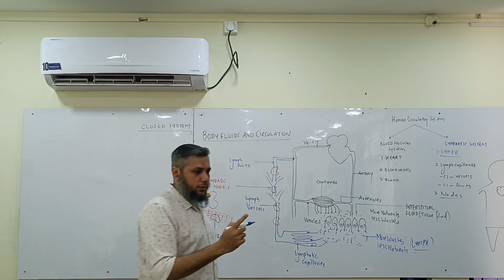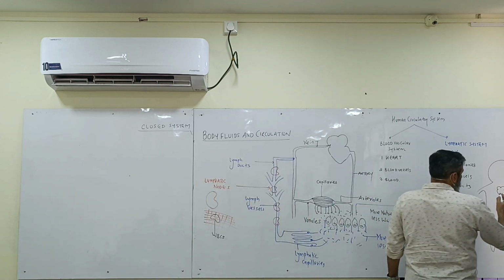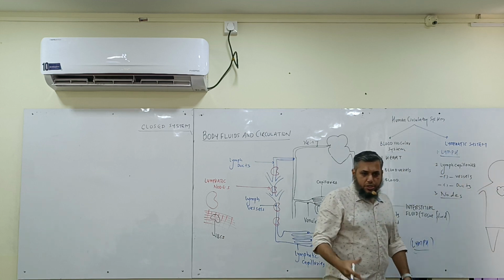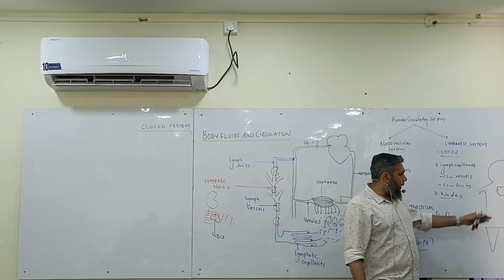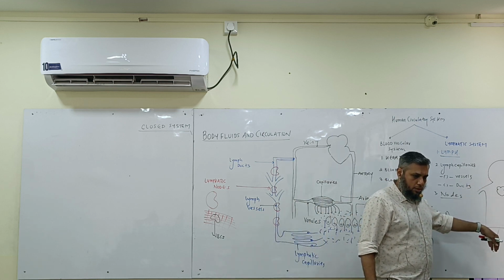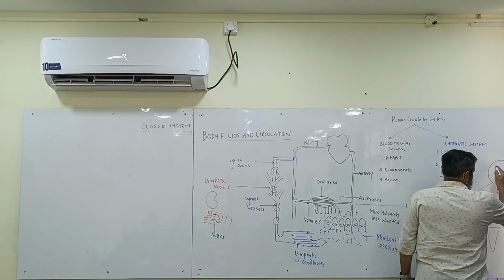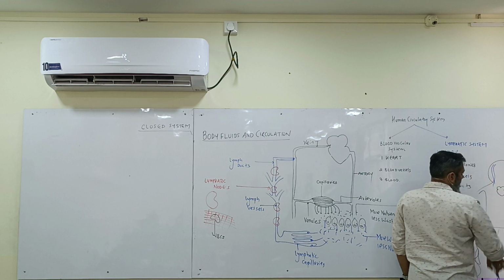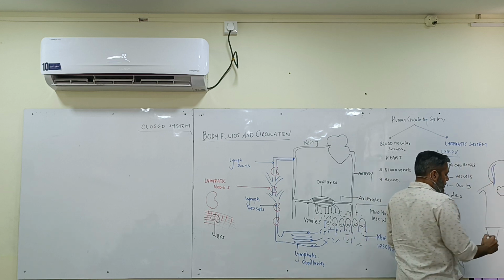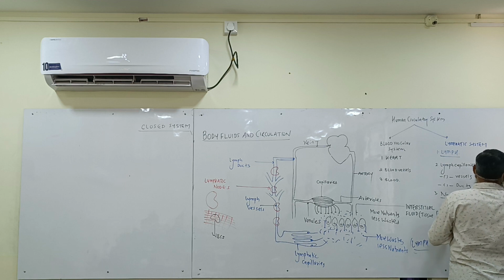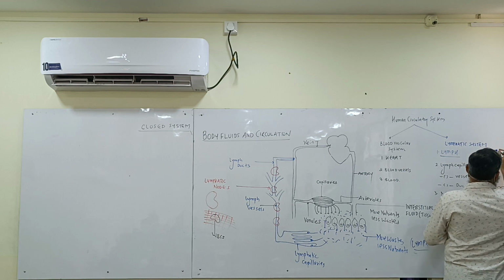So, look at this. There is a big lymphatic duct on your left side, which drains the lymph from the entire body, except the right upper part, for which there is another lymphatic duct. So there are two main big lymphatic ducts. One is called the left lymphatic duct, and the other is the right lymphatic duct.